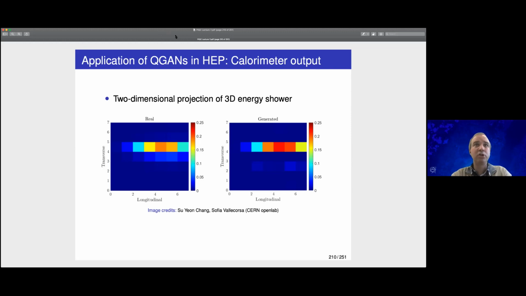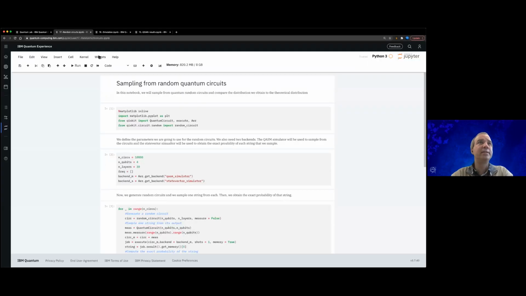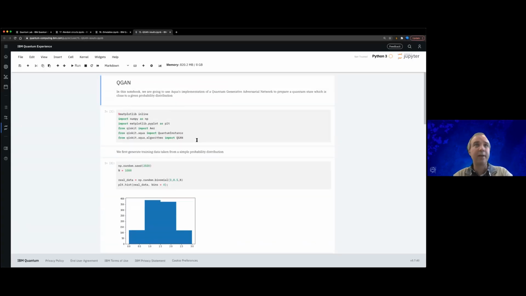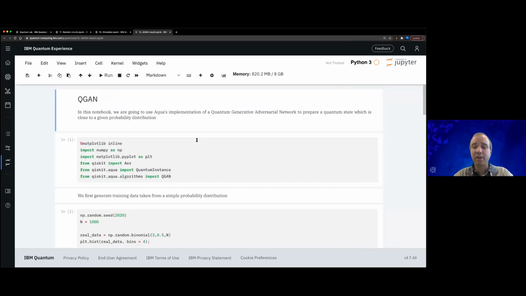Okay, then I will show you how to run one of these quantum generative models with IBM Qiskit. So as always, in the last few lectures, I'm going to use an implementation that is already included in Aqua. So you don't need to define all the circuits, all the gates one by one. You can use this already prepared definition of the algorithm and parameterize it with your own data.